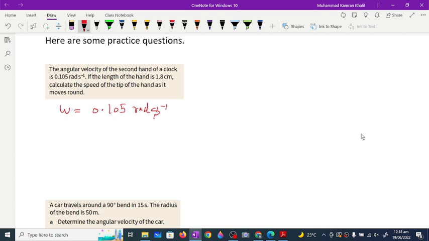Now length is given, which means radius is given, 1.8 centimeter. It should be in meters, so 1.8 divided by 100 gives you 0.018 meter. He is asking for the speed, so it means that v is required. So v equals omega r. Now the angle is given in radian, so for velocity, the angle should be in degree.